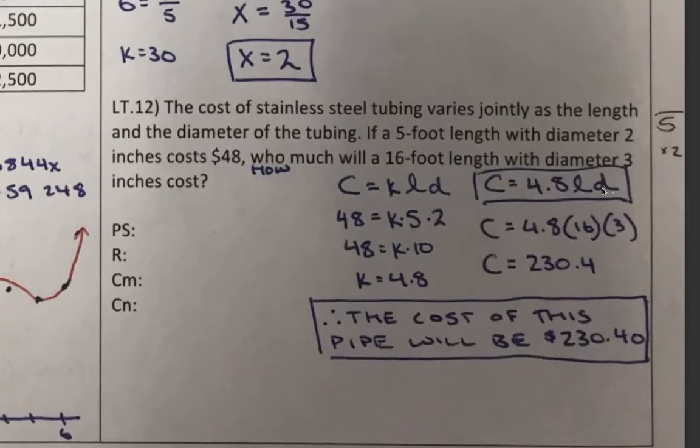And then it tells me I've got something with 16 and 3, so I plug those in, and I wind up multiplying, I get 230.4. So $230.40 would be the total cost of that pipe.